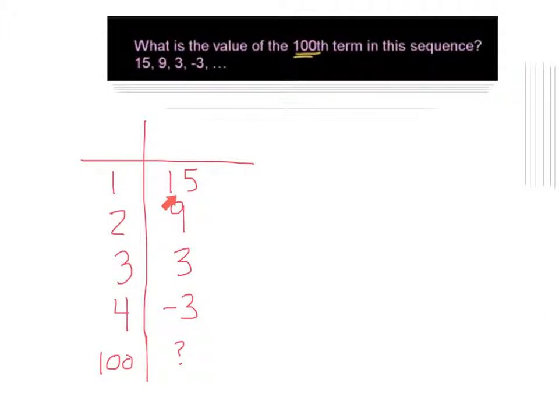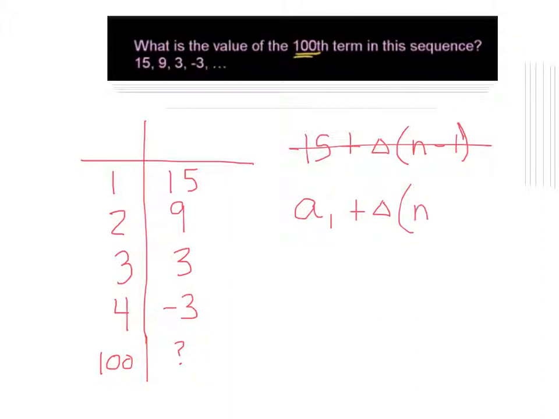Now I know my first term's 15. So we're starting with 15, and we're adding to it our change times our n minus 1. Okay? That is the general formula. Let me rewrite it. Your general formula is your first term plus your delta. Delta, that triangle delta means change. Say change. Times n minus 1. N is whatever term you want. Right? If you want the 100th term, you'd put 100 for n.